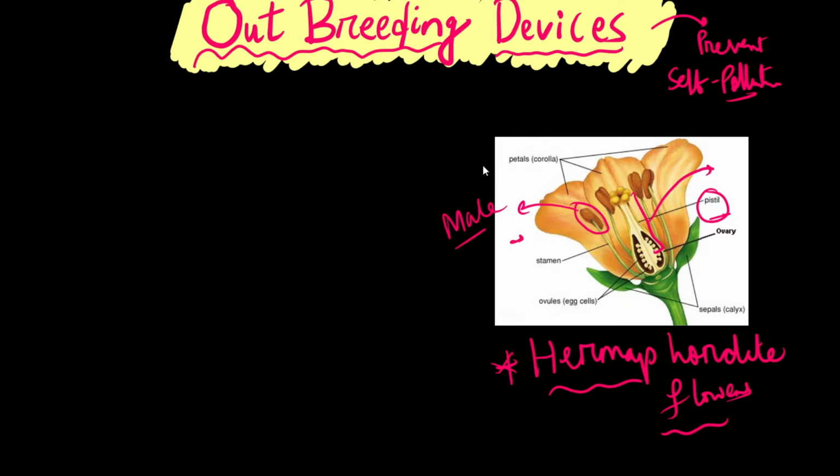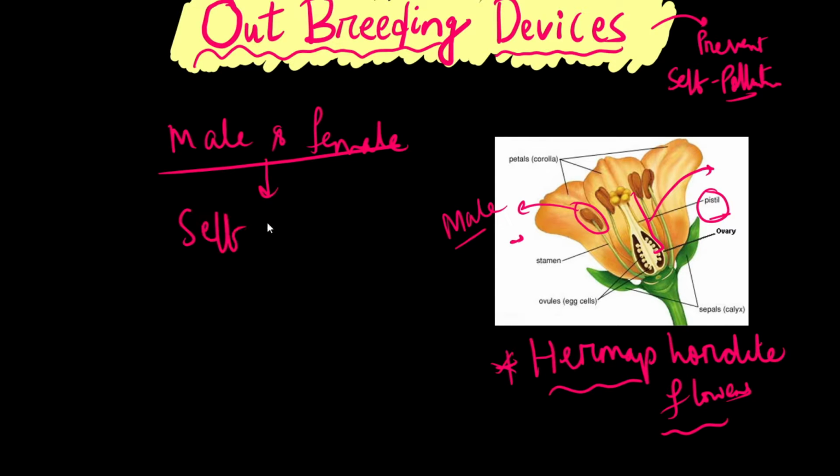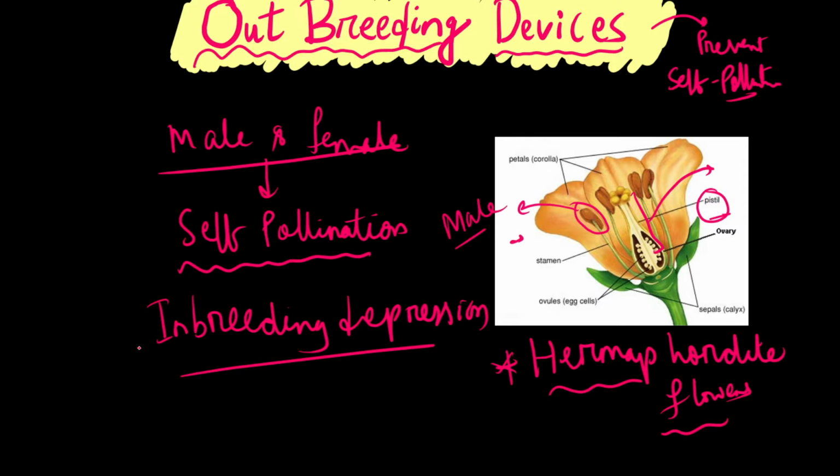So if male and female are present in a single flower, it is obvious that there will be pollination, and the pollination will be self-pollination. If self-pollination occurs for 1, 2, 3 generations, that is totally fine, but it will create a problem when self-pollination occurs for generations and generations. The problem is inbreeding depression. So now let us understand what inbreeding depression is.